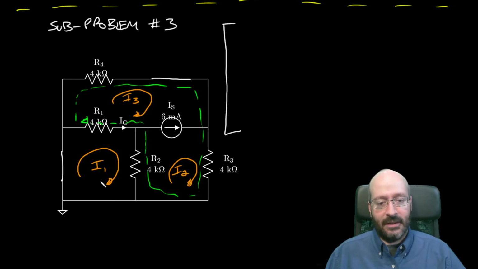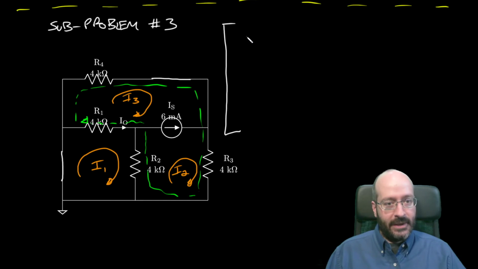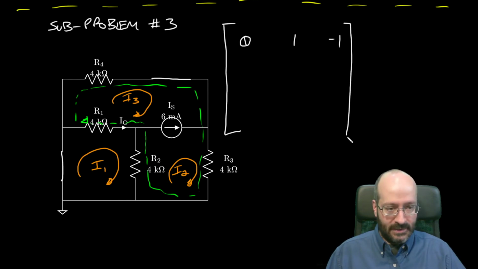So let's write that KCL. Does I1 touch the current supply? No. Does I2 touch the current supply? Yes. And it goes in the same direction. Does I3 touch the current supply? Yes, but it goes in the opposite direction. So that's -1.